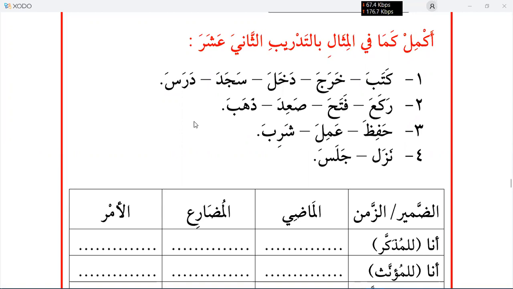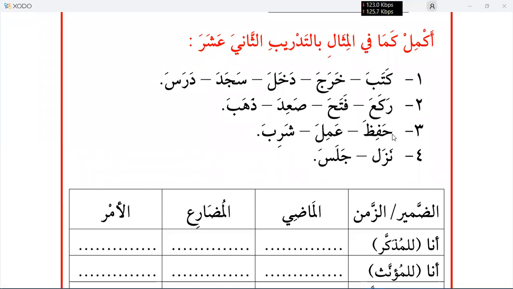Then we have Hafiza. Okay, Miss, who is next? Miss Rizwana. Hafiza, he memorized. Is it Yafizu or Yafazu? Yafazu. Fa has fatha. Okay. Yafazu, yafazani, yafazuna, tafazu, tafazani, yafazna.